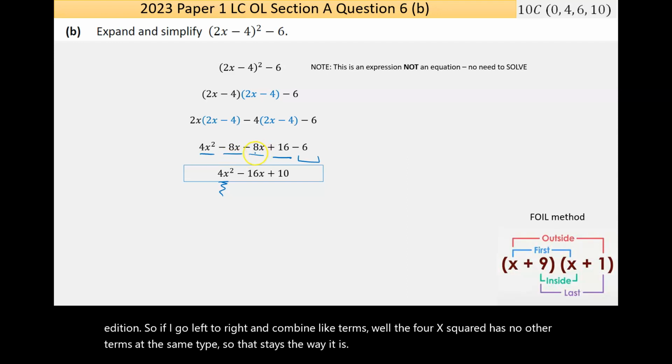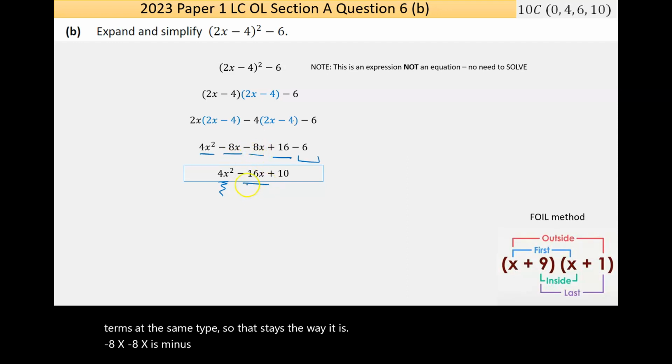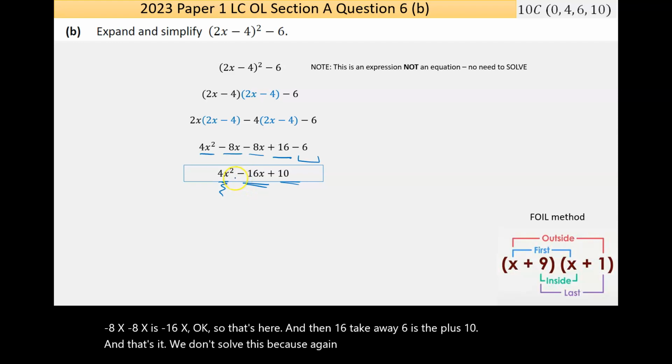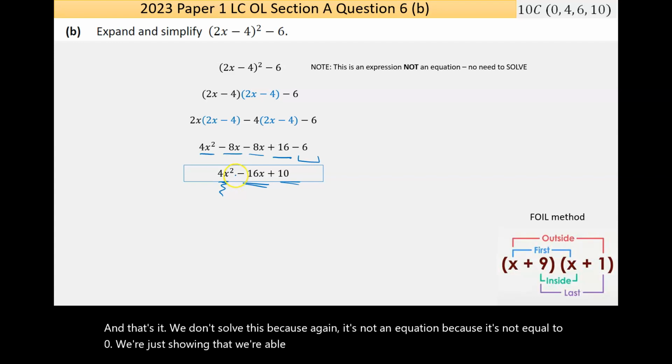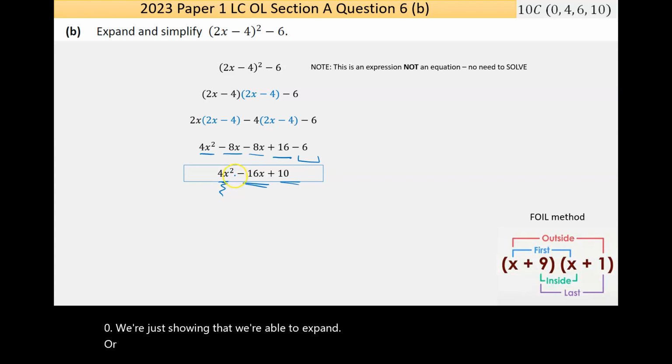-8x minus 8x is -16x. Okay, so that's here. And then 16 take away 6 is the +10. And that's it. We don't solve this because, again, it's not an equation because it's not equal to 0. We're just showing that we're able to expand or we understand what squaring means.